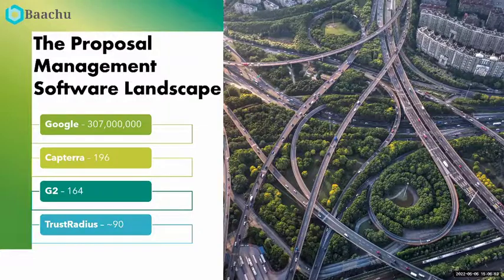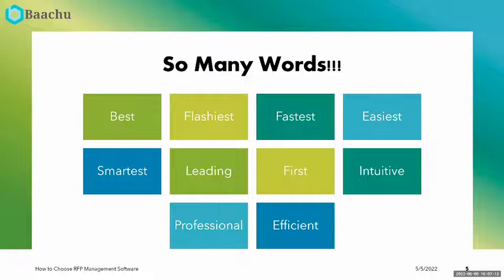Capterra, G2, and Trust Radius are 3 of the biggest comparison tools where people can review things. They're listing anywhere from 90 to almost 200 different vendors that can offer proposal management software. And in their descriptions, there's everything from the smartest, the most intuitive, the easiest, the most efficient. How do you translate all of these descriptive words into making a good decision for your organization?